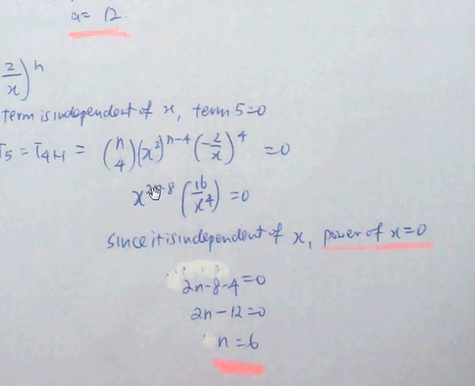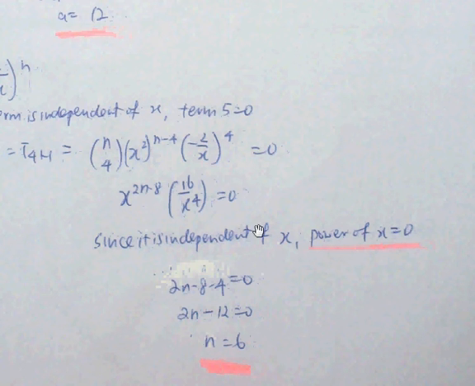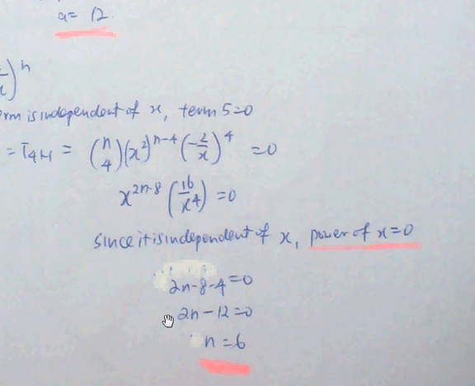So x to the power of 2n minus 8 times 16 over x to the power of 4, which means that there's no x value. The power of x is equal to 0. So x to the power of 2n minus 8 divided by x to the power of 4 gives 2n minus 8 minus 4 equals 0. Since the power of x equals 0, the term is independent of x. When we simplify it, we get 2n minus 12 equals 0 and n equals 6.